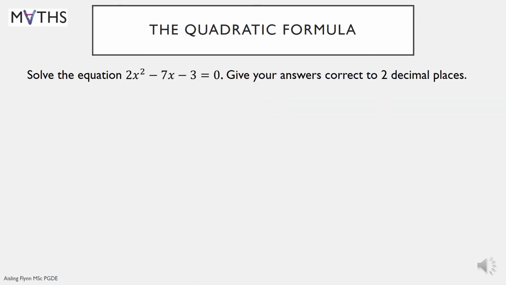So here we have another example. This time it says give your answers correct to 2 decimal places. So immediately that's a clue. You go straight to the quadratic formula, don't bother with factorizing. A little list of A, B and C, and in this case you'll notice that B and C are both negative.